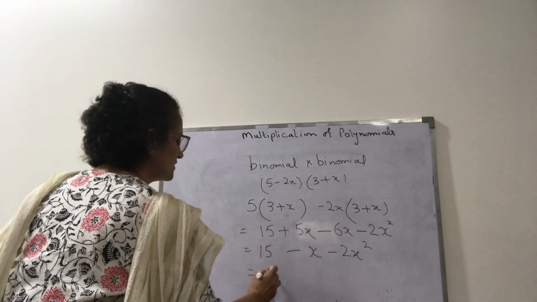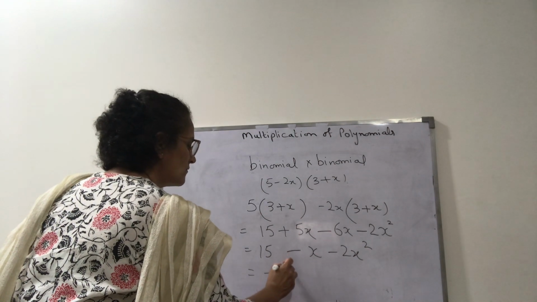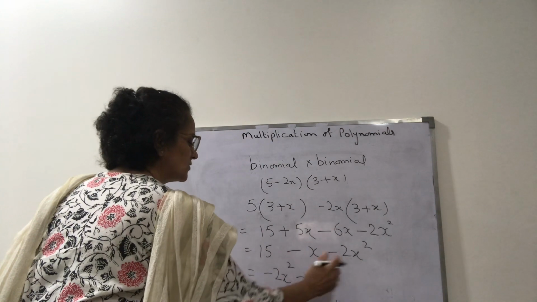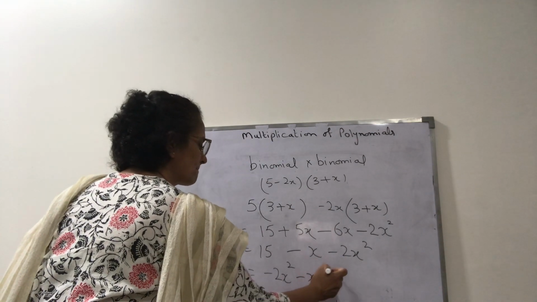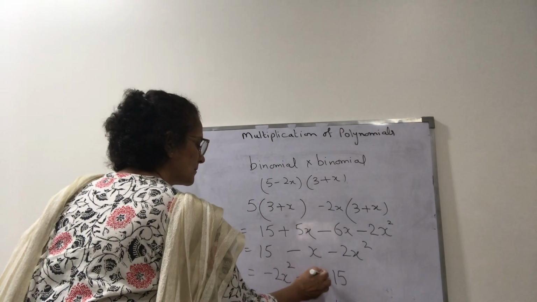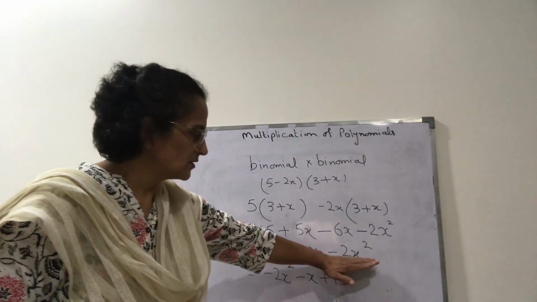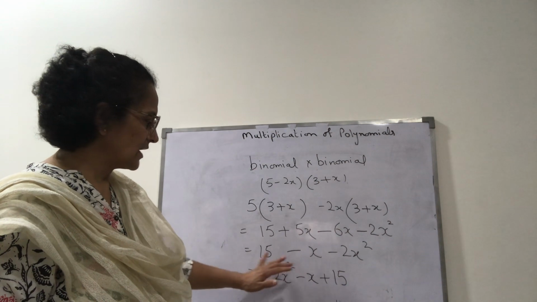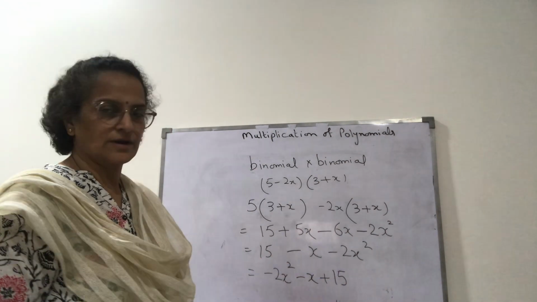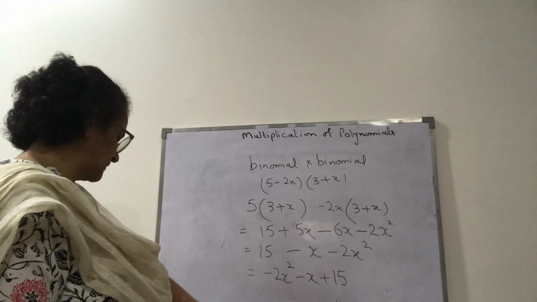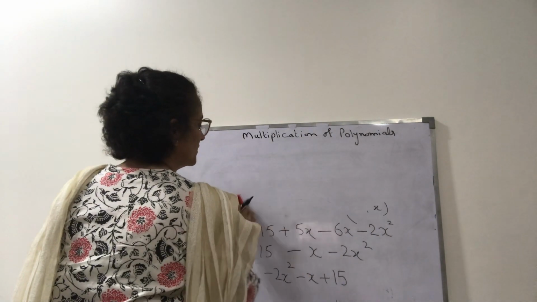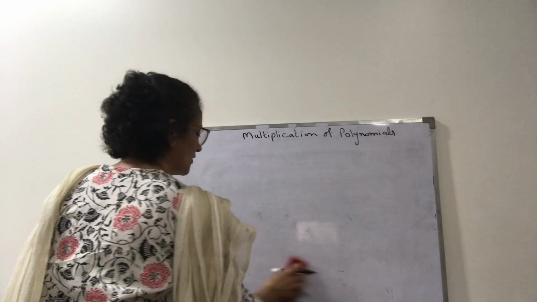Write your answer in a form where the variable has higher degree to smaller degree. So I have just changed the position: minus 2x square minus x plus 15. So let's do another example. We will multiply a binomial with a trinomial now.